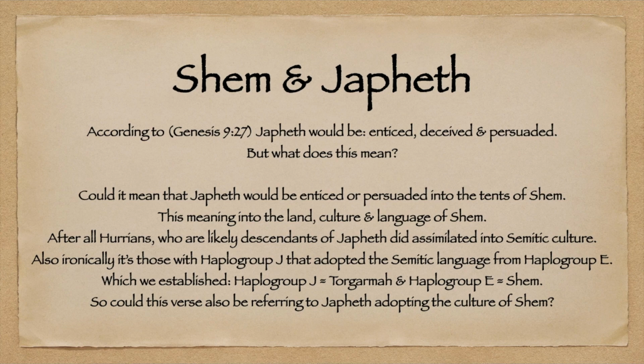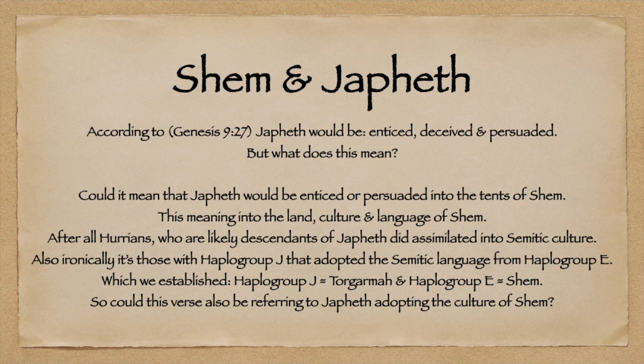So what did they do? They came in, they migrated. This is Genesis chapter 9, verse 27. And they were persuaded into the tents of Shem for a better life, basically, for better land and opportunity. So just going back again, could it be that Japheth would be enticed or persuaded into the tents of Shem? This meaning into the lands, culture, and language of Shem as well.